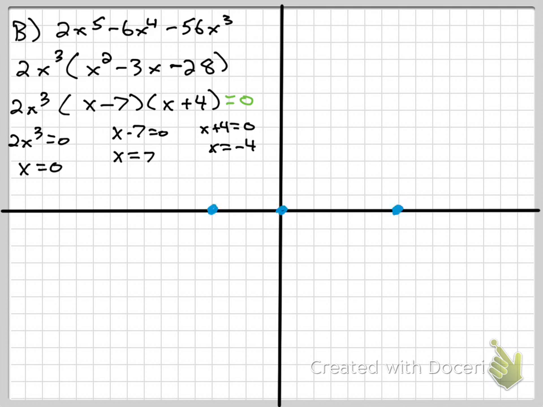So I've got 0, negative 4, 7. I have x to the 5th, so again, it's an odd degree polynomial. So it's going to go up from left to right, that shape. Again, this isn't an exact graph, but it's a general shape of what the graph would look like there.